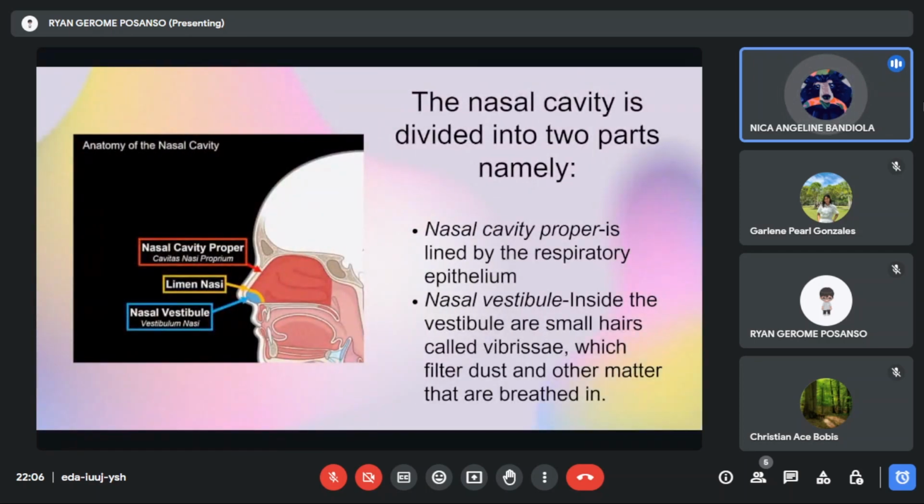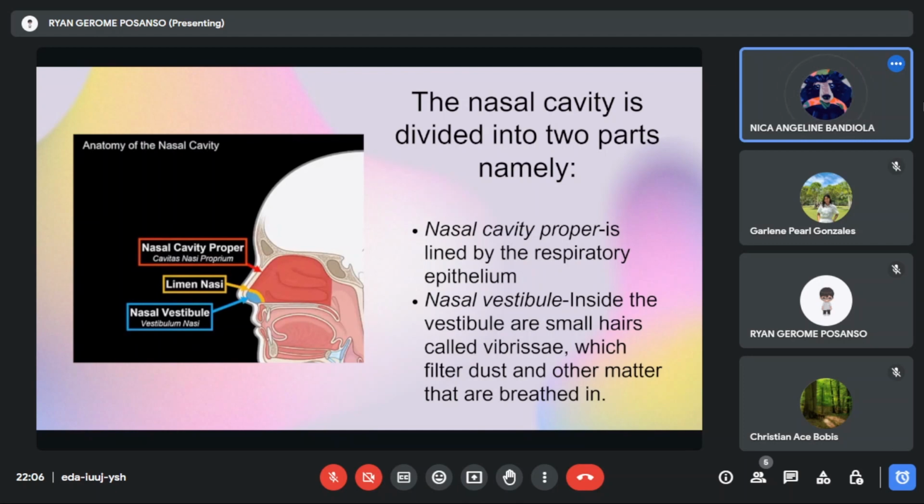The cells that produce mucus are called goblet cells. They are a specialized type of epithelial cells that secrete mucins, which are significant components of the mucus. It helps the nose from drying up.